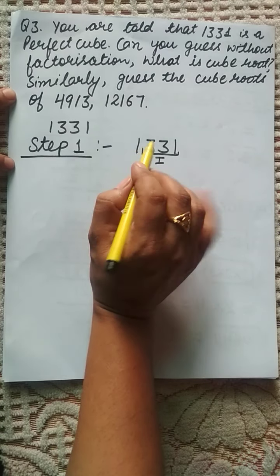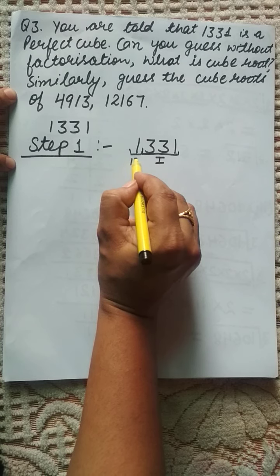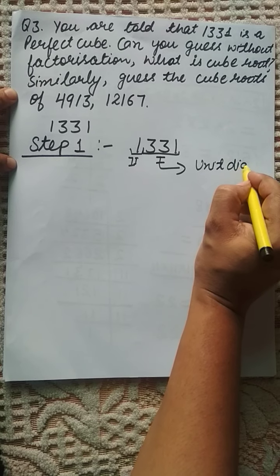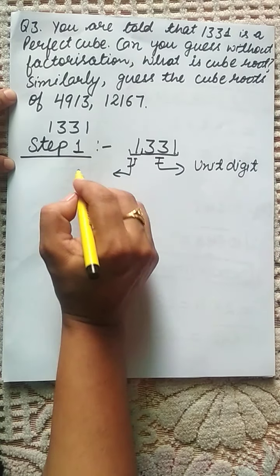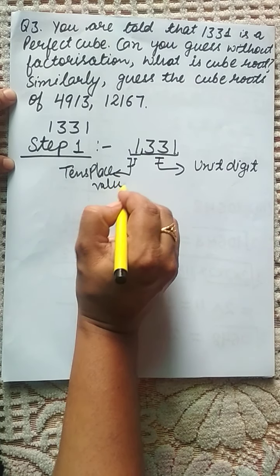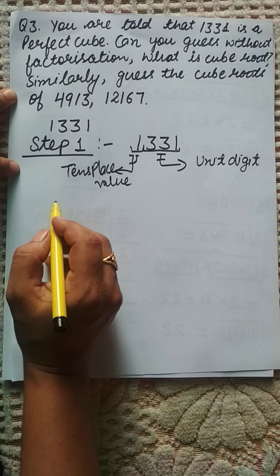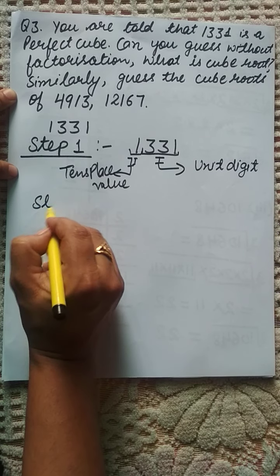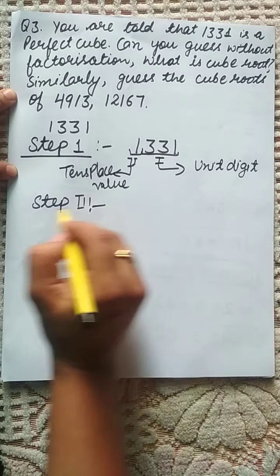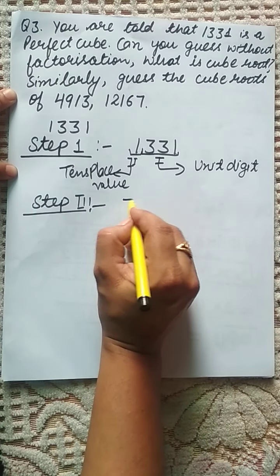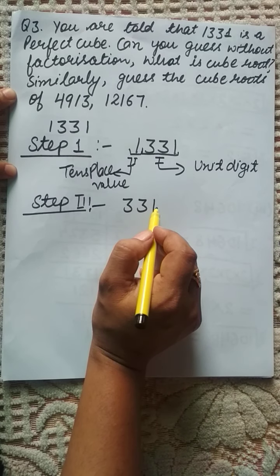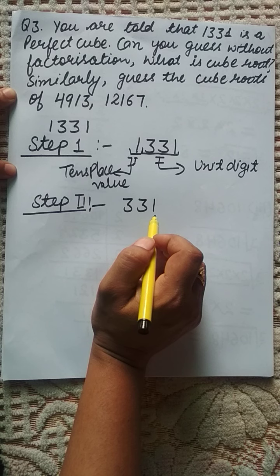After 331 there is only a single digit. This is the second group. This first group always gives us the unit digit, and this second group gives us the tens place value. So firstly, now I will write for the unit digit, step number 2. The first group is 331. From here I will find the unit digit. How is it?